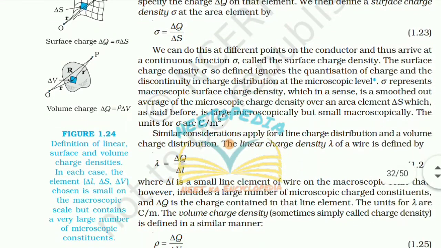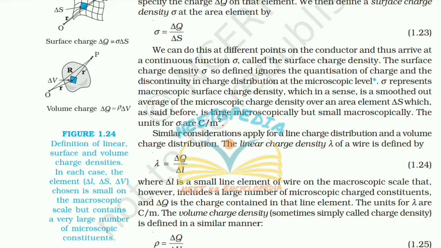We can do this at different points of the conductor and arrive at a continuous function sigma, called the surface charge density. The surface charge density sigma also ignores the quantization of charge and the discontinuity in charge distribution at the microscopic level. Sigma represents macroscopic surface charge density, which in a sense is smoothed out in the average of the microscopic charge density over an area element delta S, which, as said before, is large microscopically but small macroscopically. The units for sigma are coulomb per meter squared.